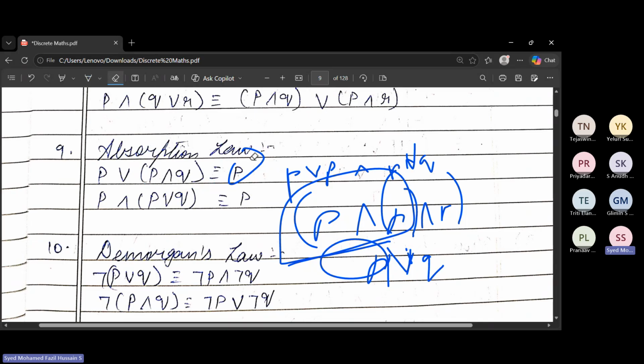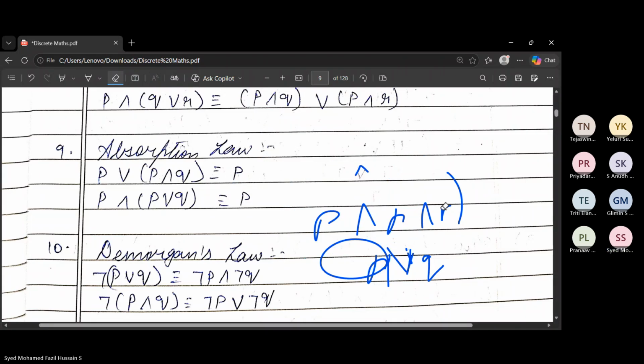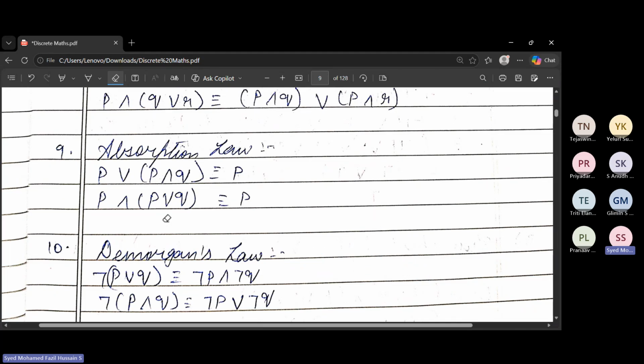So this is absorption law, and it goes the same for the next statement. So if p and p or q, as you can see the difference between or and and. It's confusing, I mean the words. Here p and p or q is present, right? So you can see the difference between or and and. So here again the p absorbs the p or q, so only p remains.